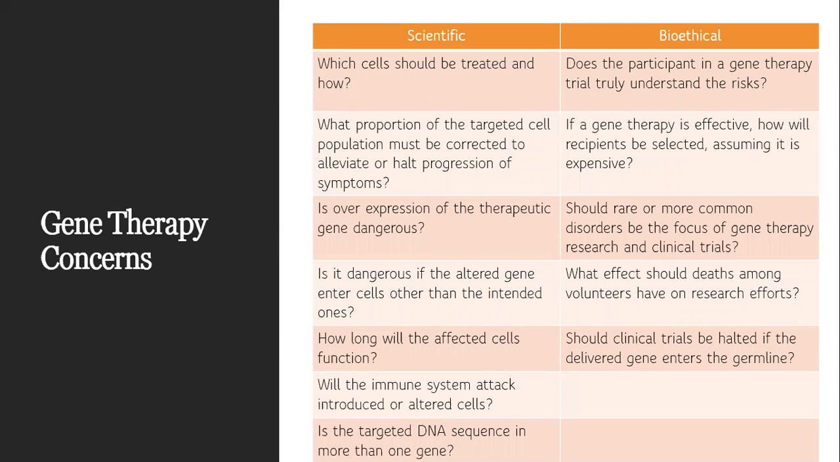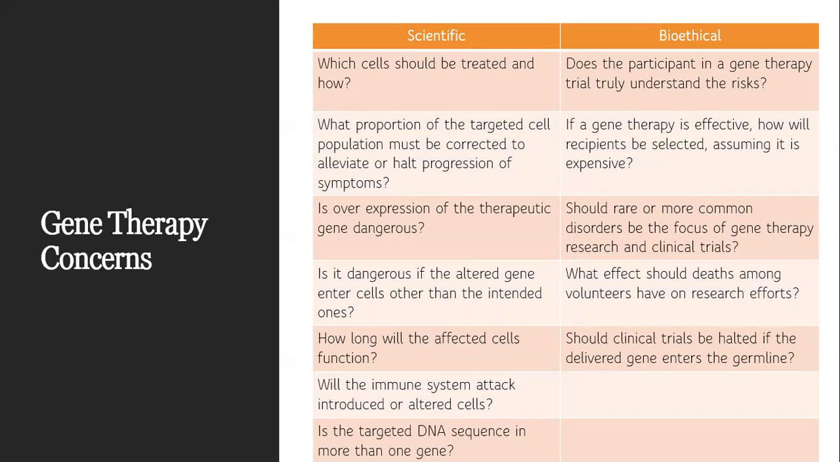So what are the concerns surrounding gene therapy? Scientifically, the questions are: which cells should be treated and how, what proportion of the targeted cell population must be corrected to alleviate or halt progression of symptoms, is overexpression of the therapeutic gene dangerous, is it dangerous if the altered gene enters cells other than the intended ones, how long will the affected cells function, will the immune system attack introduced or altered cells, and is the targeted DNA sequence more than one gene.